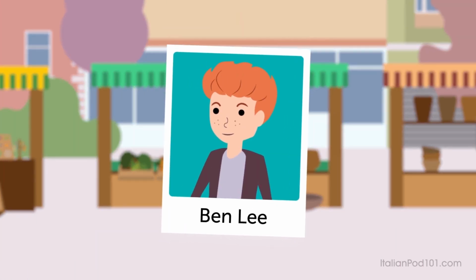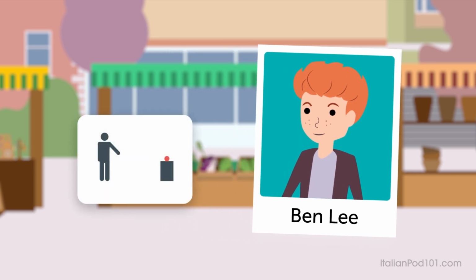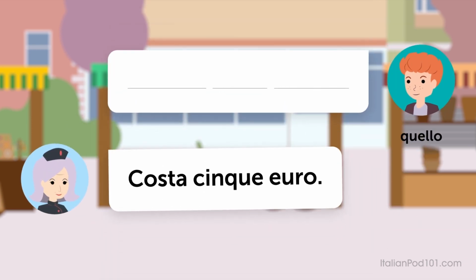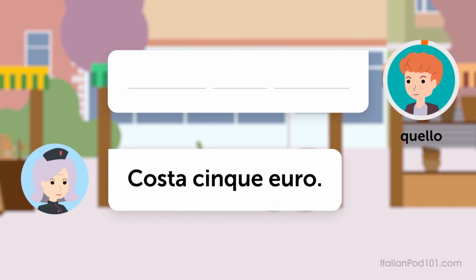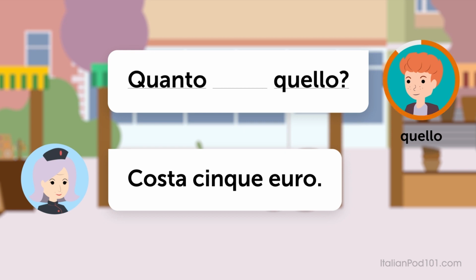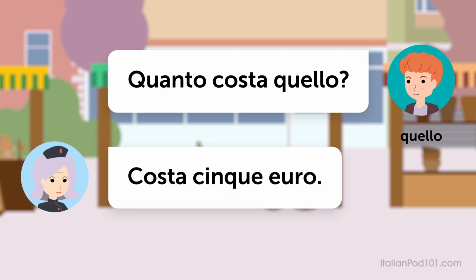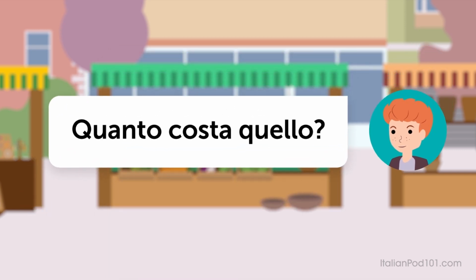Let's practice. Imagine you're Ben and you're at a farmer's market. You'd like to try a snack with no price tag that is located out of reach. Ask for the price of that snack. Ready? Quanto costa quello? Costa 5 euro. Listen again and repeat. Quanto costa quello?